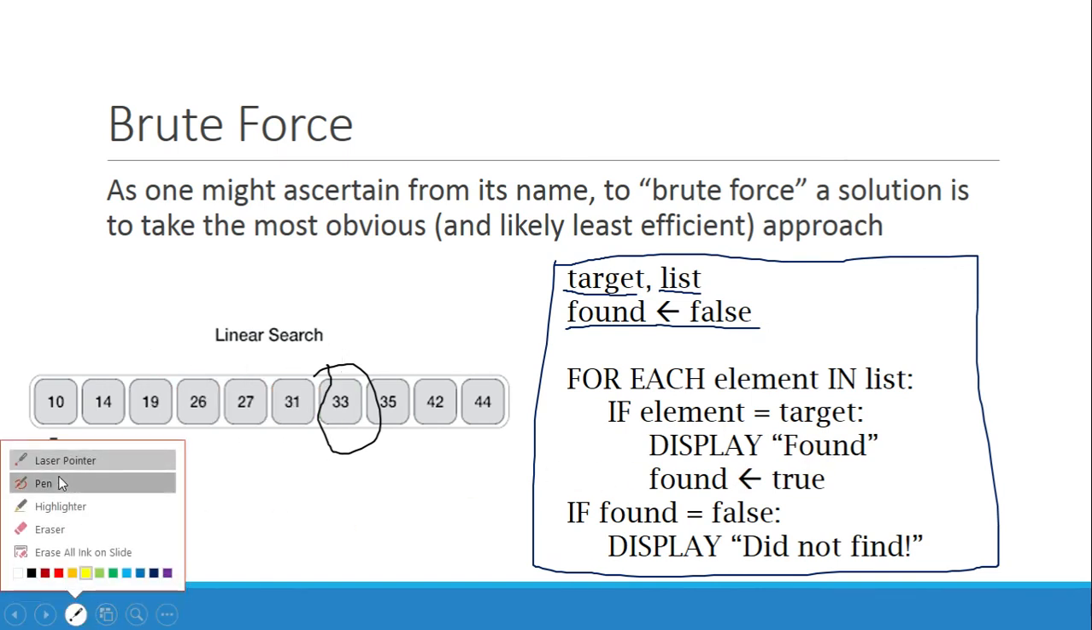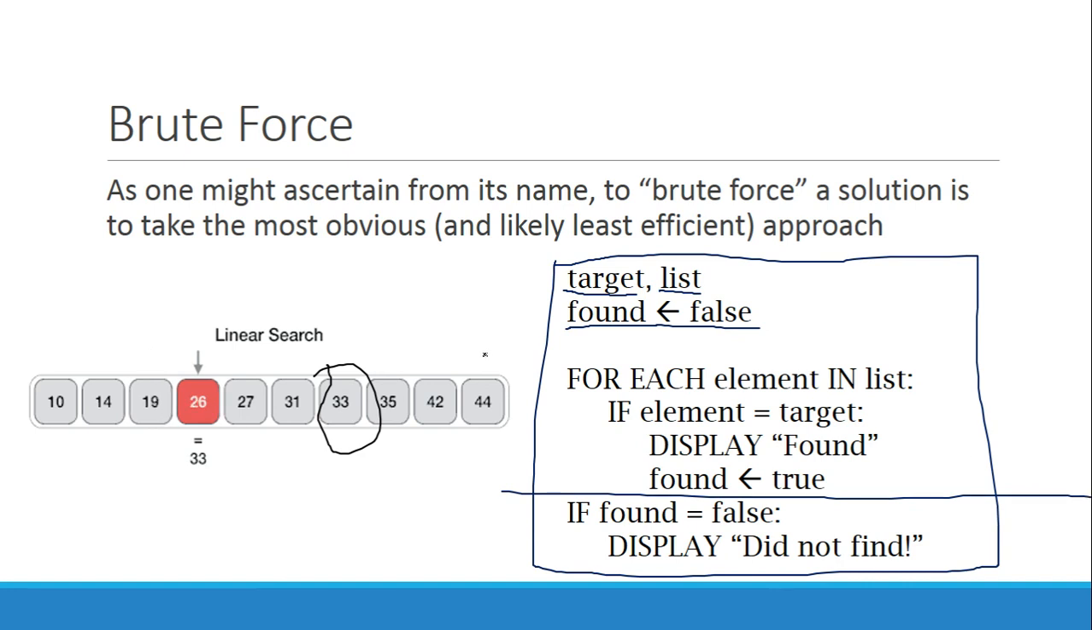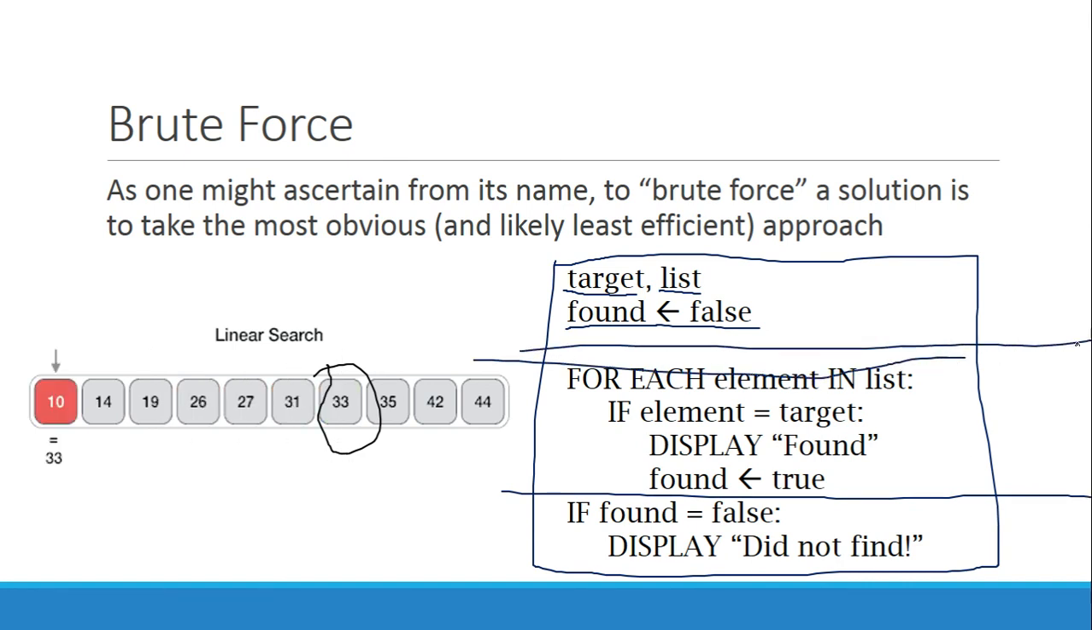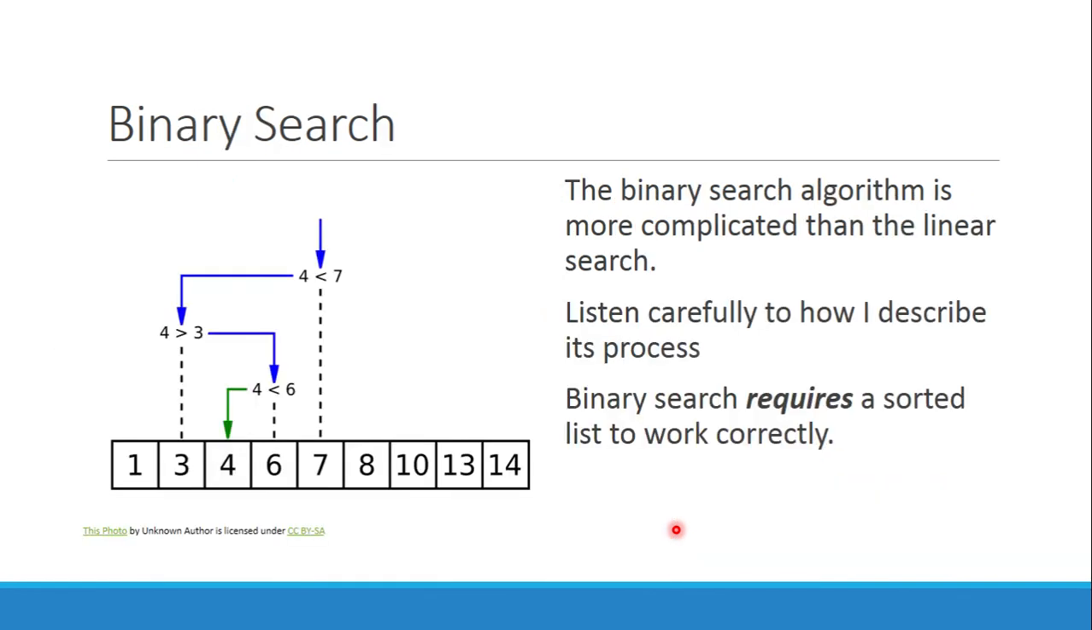This algorithm is divided then into 3 parts. Just draw these lines right there. The 3 parts being setting up the variables, searching through it to see if we find it, and then handling what happens if we didn't. All right, so that's linear search, very simple.